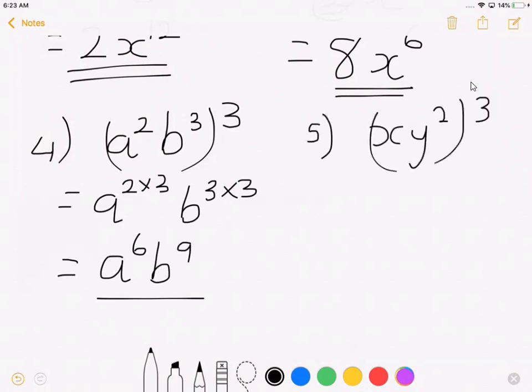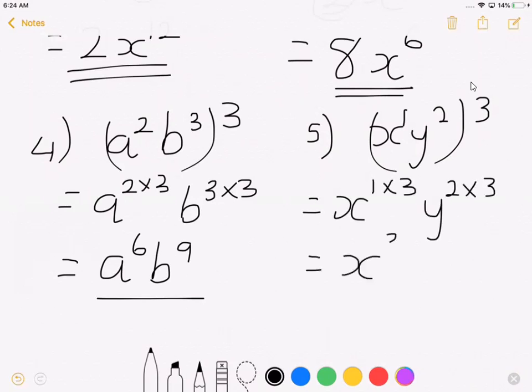And the last one, number 5: x y squared, all to the power of 3. Remember, I said last time when we were doing the first lesson, when there is no power here, it means there is an invisible 1. So you can put 1, which is equal to x to the power of 1 times 3 and y to the power of 2 times 3, which is equal to x to the power of 3, y to the power of 6. That is your answer.